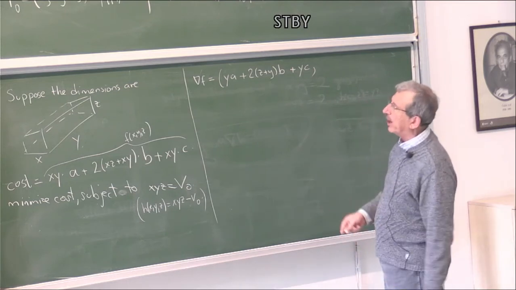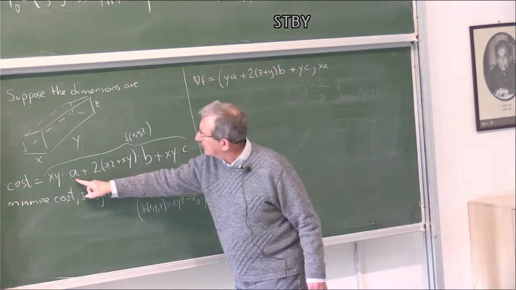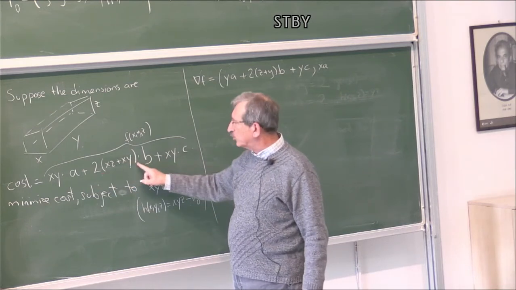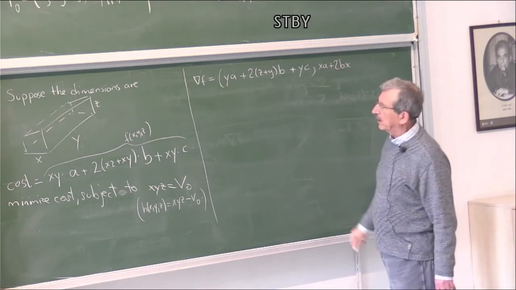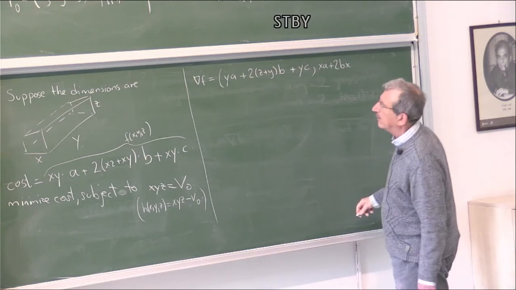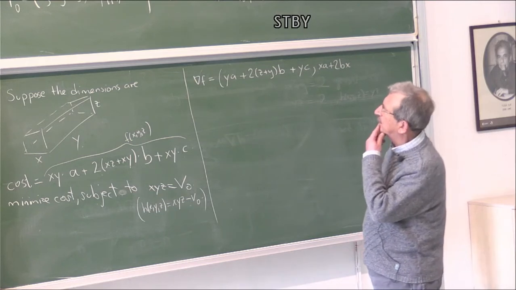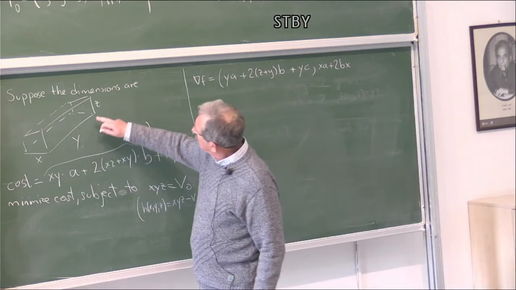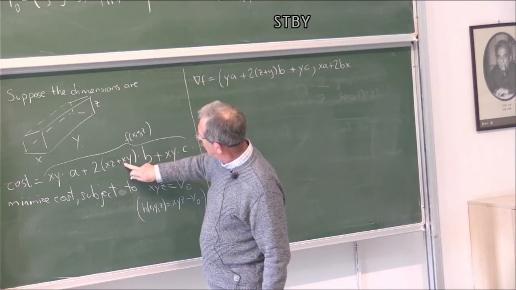With respect to y, we have xa for the first one, and for the second one, we have 2bxy, so that would be 2bx. And for the last one, we will have x. Something is wrong here. Yes, of course, it is wrong. The sides are either xz or yz. So this should be yz.